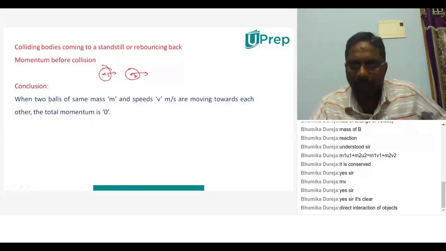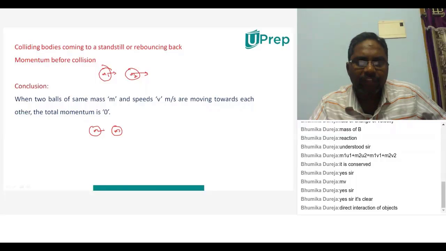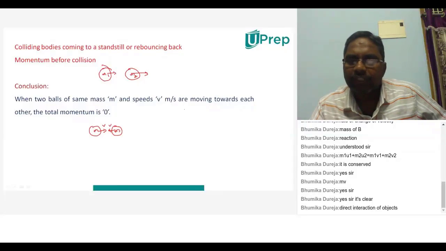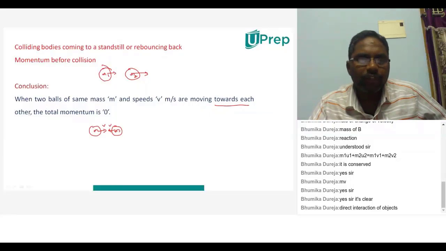Now here again I am drawing. Two balls are there. The first ball is having a mass of m. The second ball is also having a mass of m. And the first ball is moving with a velocity v in one direction, and at the same time the second object is moving in the opposite direction to this. Here it was given that these two are moving in opposite directions, moving towards each other. Moving towards each other means what? They are moving opposite to each other.